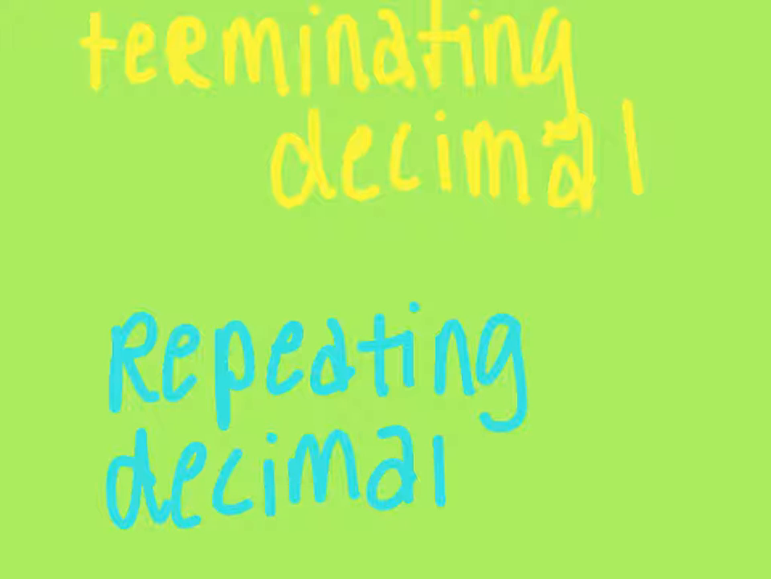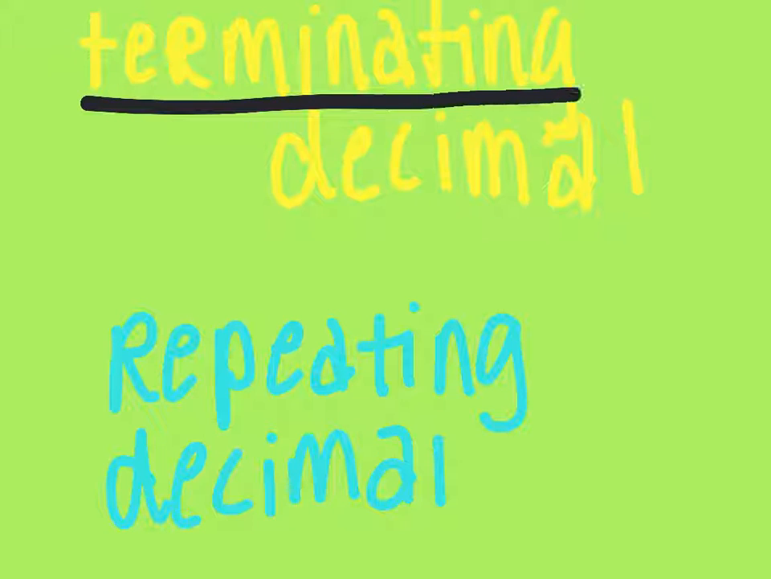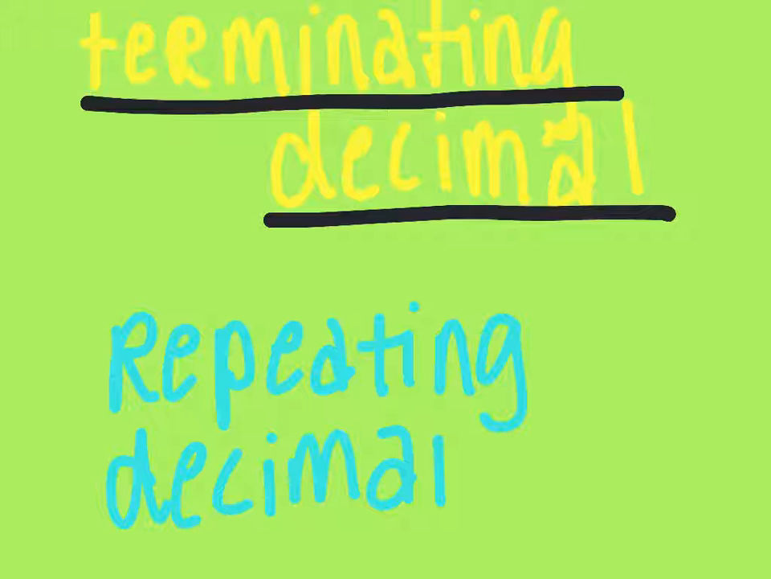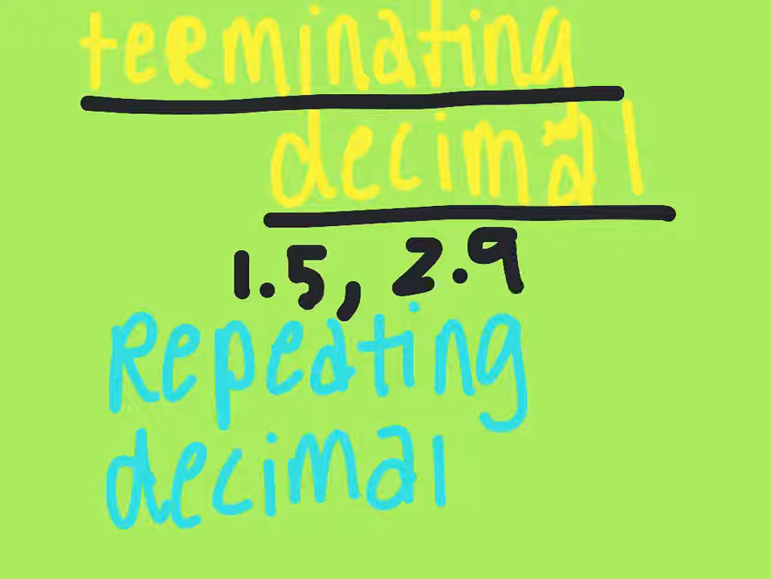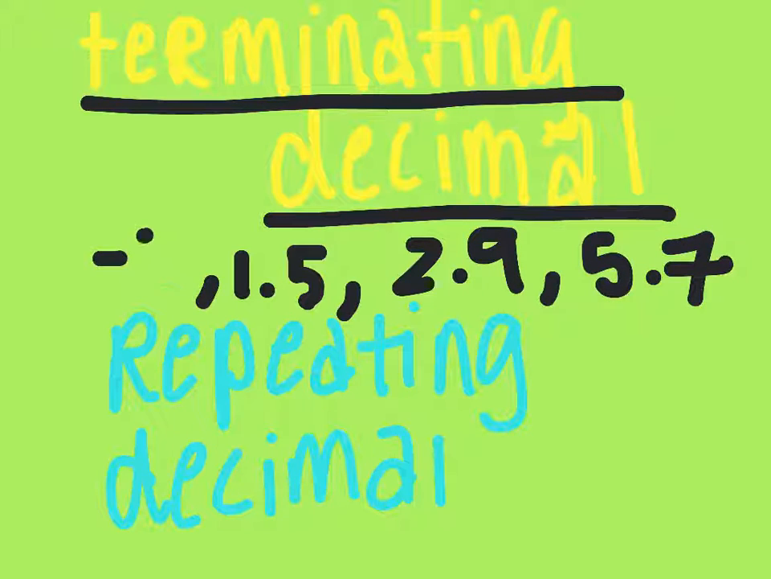Okay, go ahead and turn in your books to page 52, and we're going to be looking at terminating decimals and repeating decimals. A terminating decimal is a decimal that ends. So like 1.5, 2.9, 5.7, negative 3, 0.2, numbers like that.